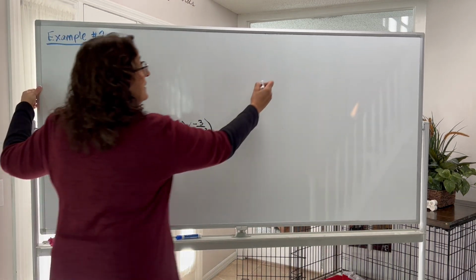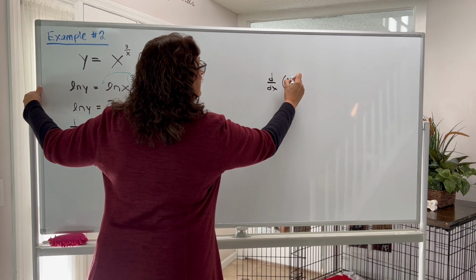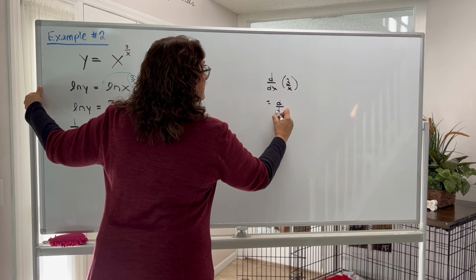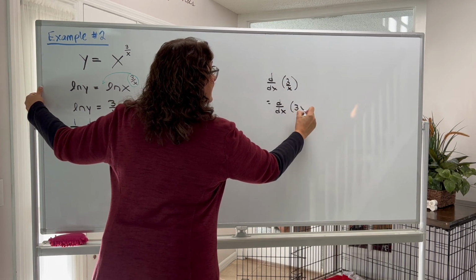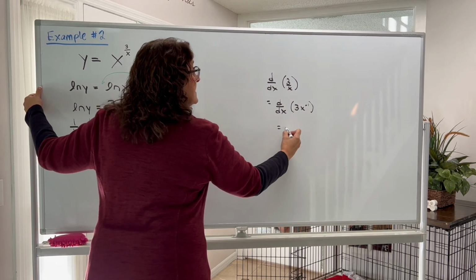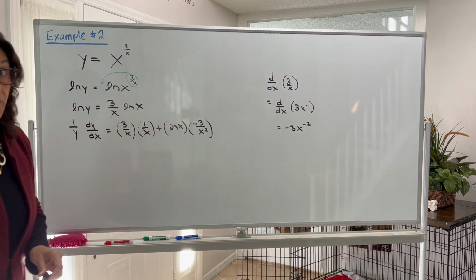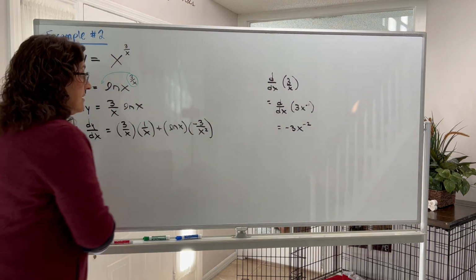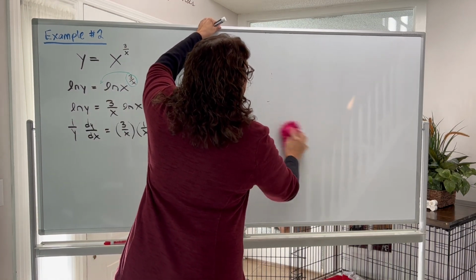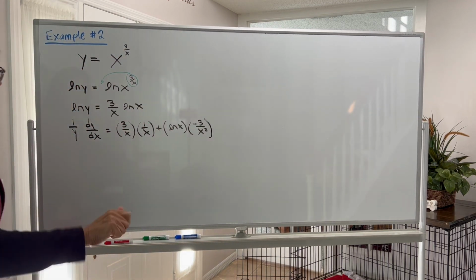The derivative of 3 over x is equal to the derivative of 3x to the negative 1. So using the power rule here, it's going to be negative 3x to the negative 2 power, which gives us negative 3 over x squared. So just a little explanation for that piece there. So we differentiated both sides, and let's clean it up a little bit.